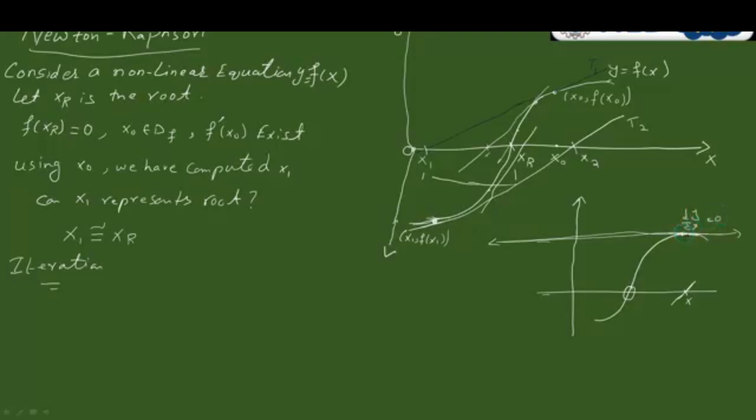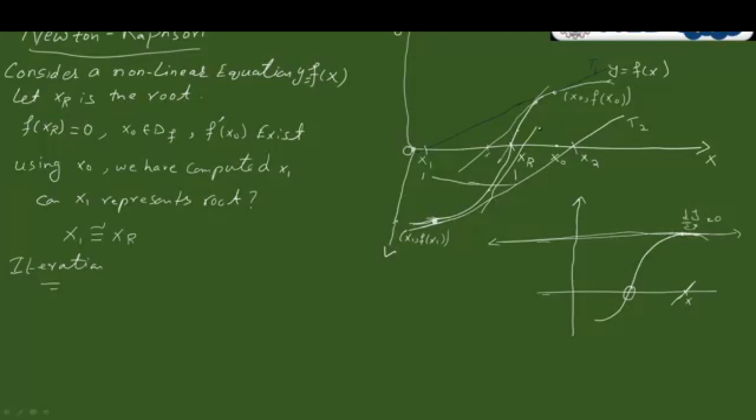Okay, so in this case, when this slope is 0, then if you draw a tangent to it, it will be parallel to the x-axis and never intersect. However, the root exists. So this is the drawback of the method, not the root. The root exists, but you cannot find it if the tangent becomes 0.